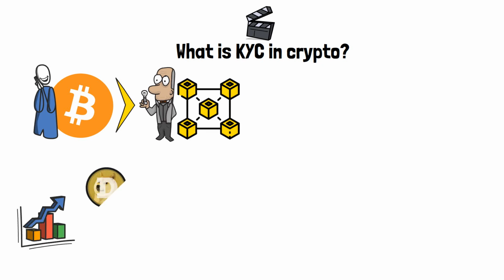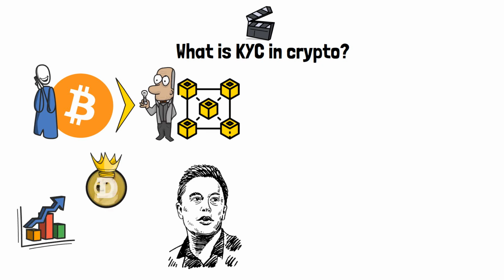One day you have meme tokens ruling the market, while the next you have Elon Musk planning to put an actual physical Dogecoin on the actual moon.